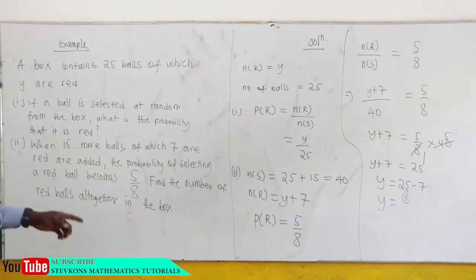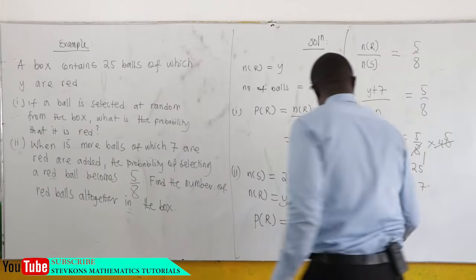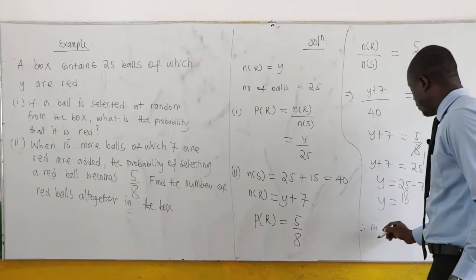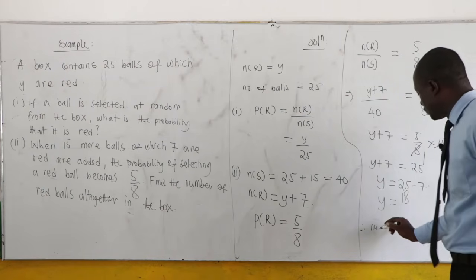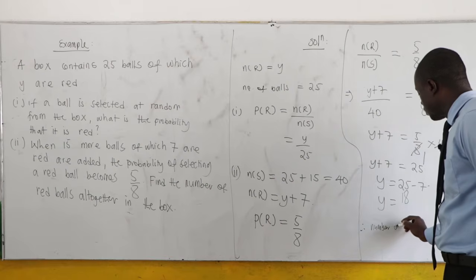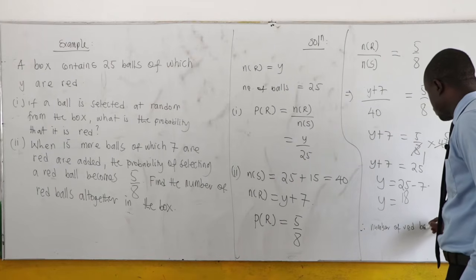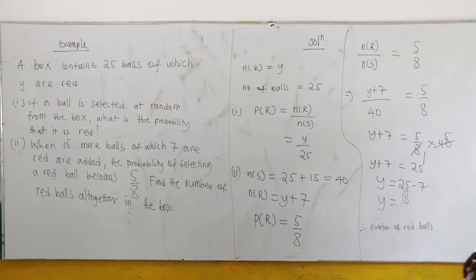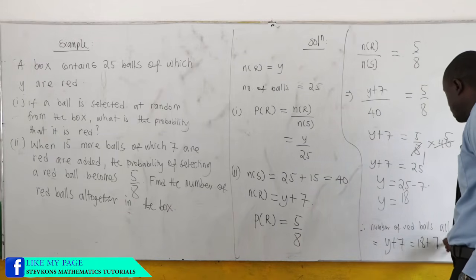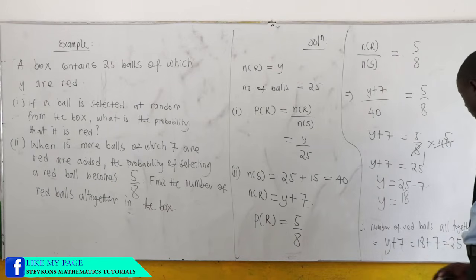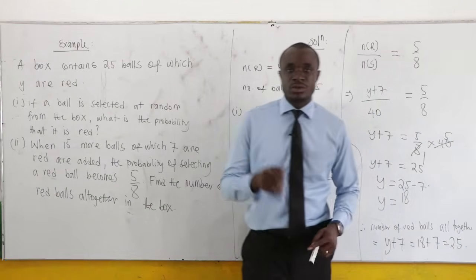Now the question says find the number of red balls altogether in the box. Hence, the number of red balls altogether in the box, we know it's y plus 7. So 18 plus 7, which is 25. So the number of red balls is 25.